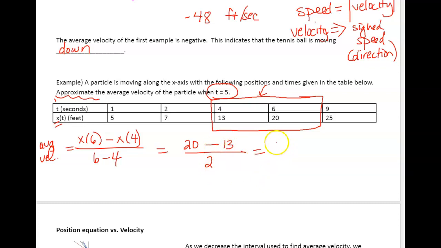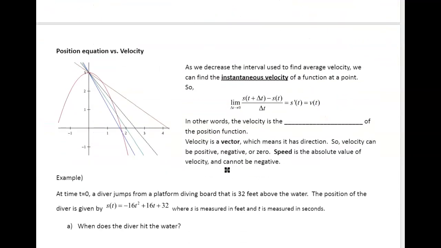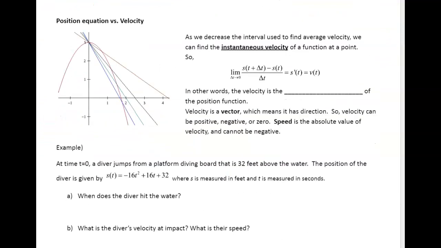20 minus 3. And you can leave fractions. Don't reduce it. If you do make an error reducing, because it's minor arithmetic, you don't lose points, but there's no need to. Fractions are great. All right, so now let's talk about position versus velocity.